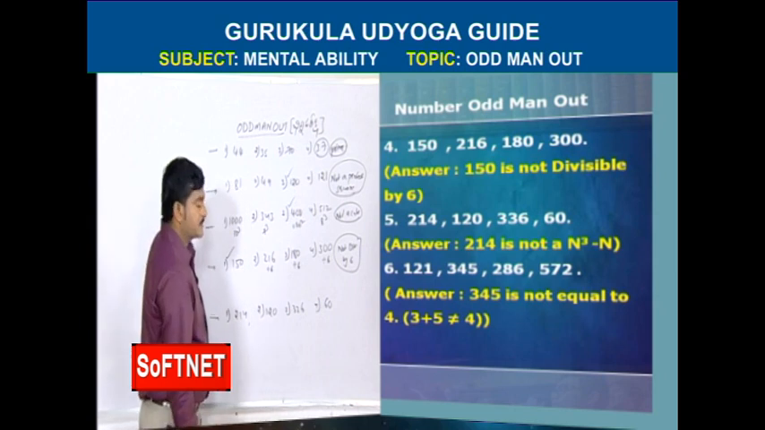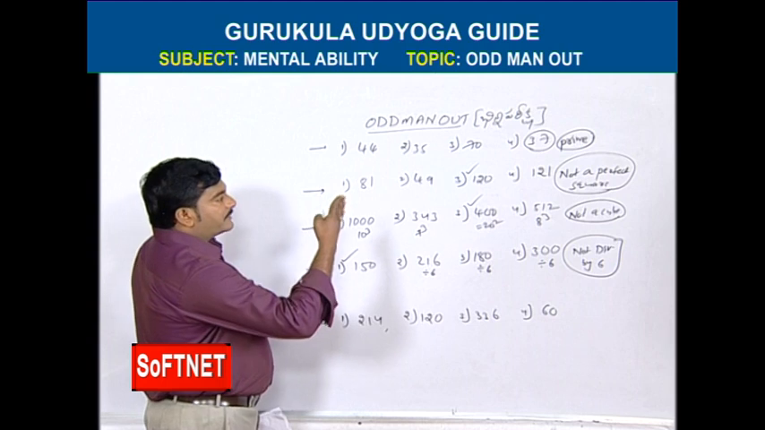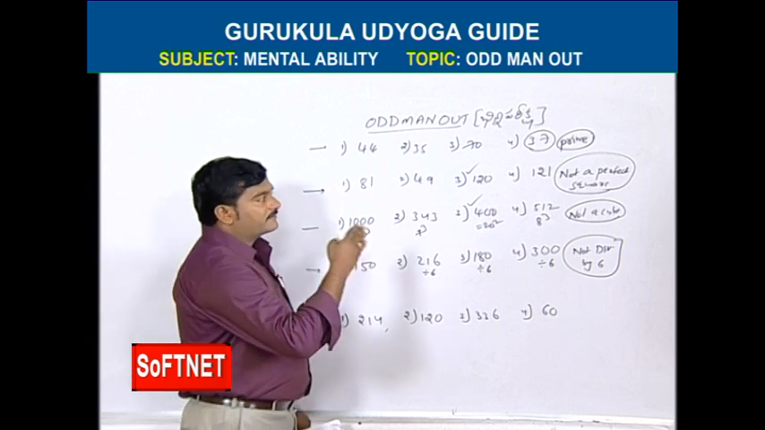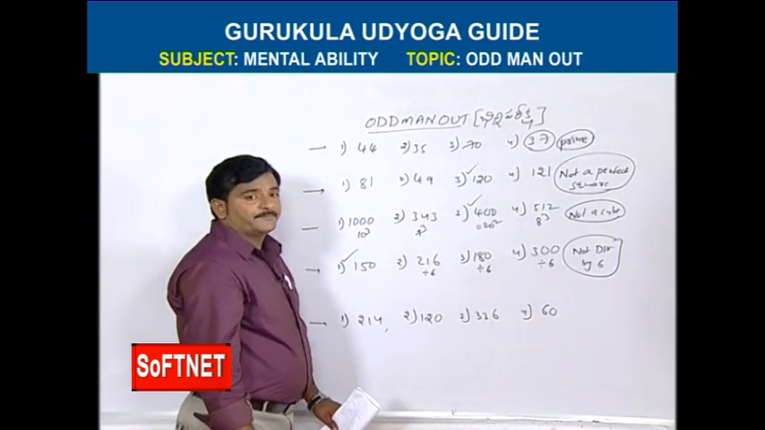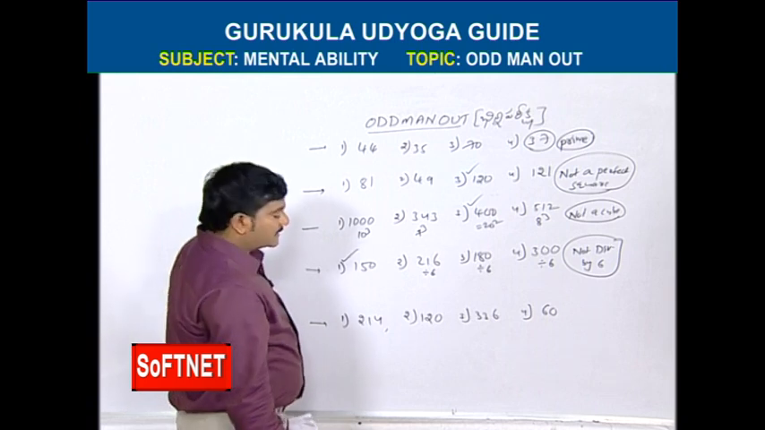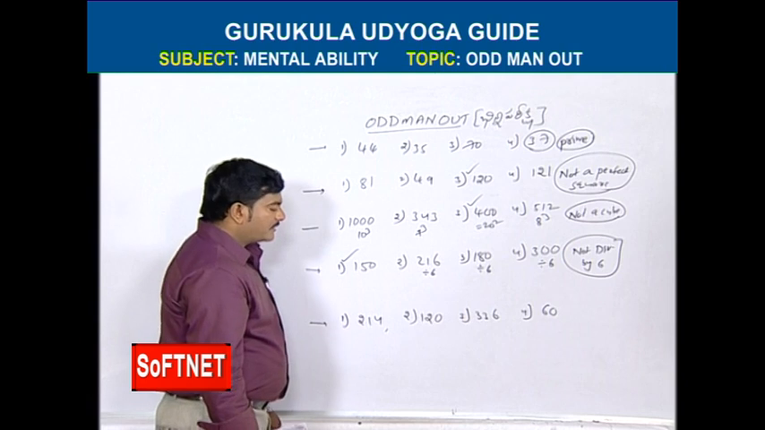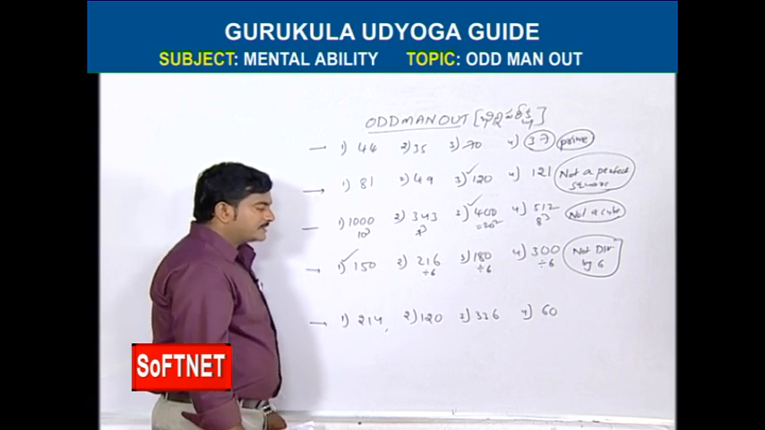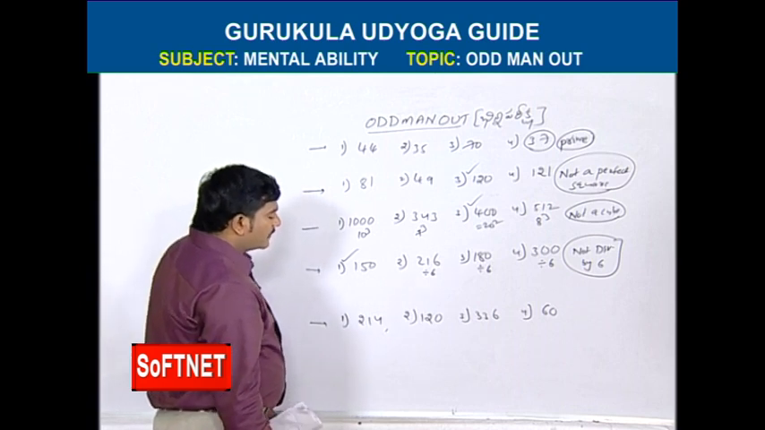Not divisible by 6. That is also one kind of model. There are different models we are taking: prime numbers model, composite numbers model, square, perfect square, not a square, not a cube concept, square concept, divisibility concept. We are discussing different concepts in that. Now observe this question: 214, 120, 336, 60. What is the logic involved here?